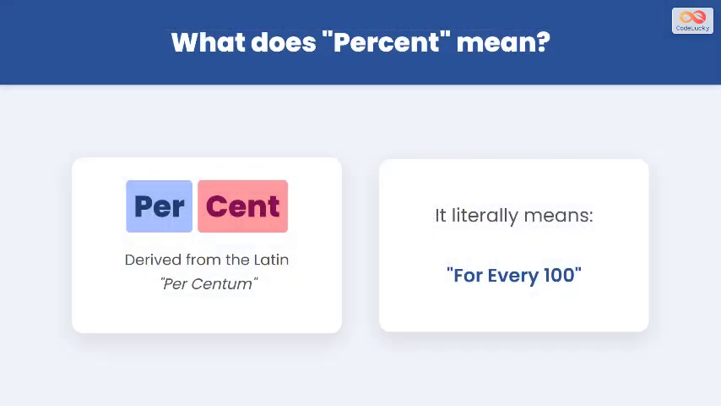Let's start with the word itself. Percent comes from the Latin phrase per centum. If we break it down, per means for every, and cent is a root word for 100, just like there are 100 cents in a dollar or 100 years in a century. So literally, percent means for every 100.